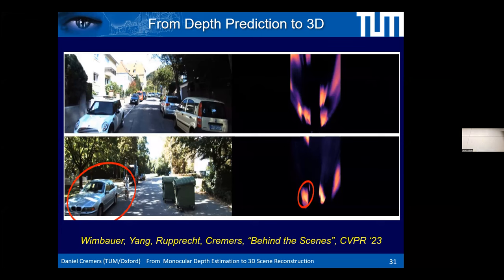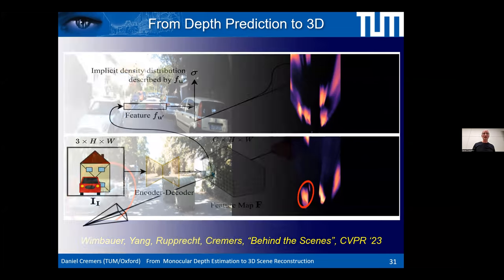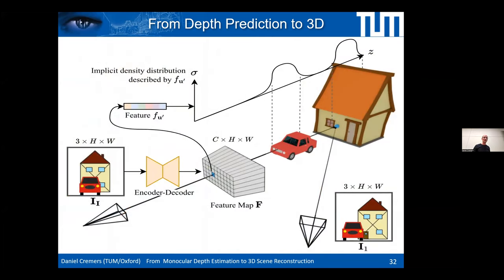And so you can distinguish, for example, in the top right, that there are two cars and that there is a gap in between the two cars, right? The idea is visualized here schematically, and this is a work, if you're interested, that Felix is going to be presenting this week at CVPR. The idea is that it's similar to the depth prediction, but also similar to NeRF-like density predictions.